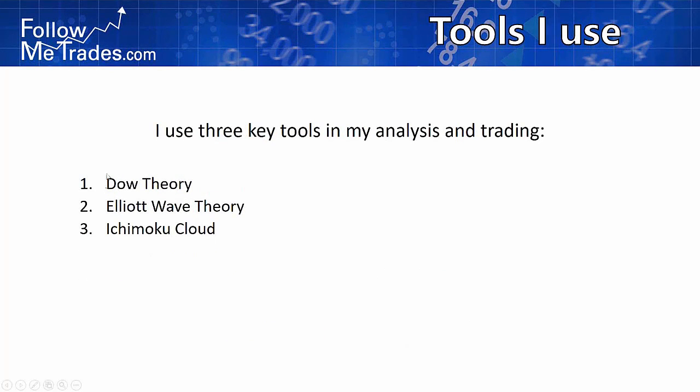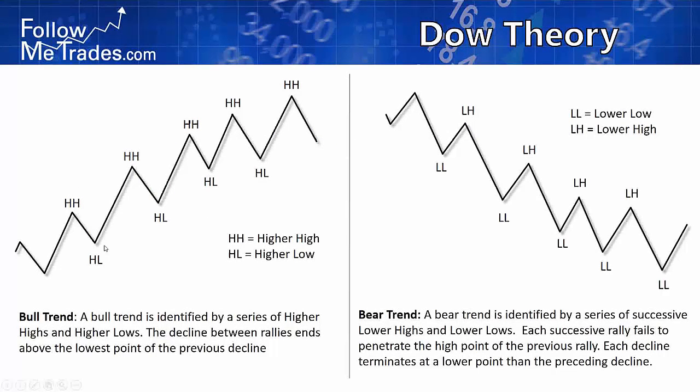Okay, so again, the key tools that I use here: Dow Theory, Elliott Wave theory, Ichimoku Cloud. I use them all together. So Dow Theory. Charles Dow came up with some pretty significant theories back at the turn of the last century. And what he came up with is still in use today. Now, what I'm talking about here is certainly not a comprehensive view of Dow Theory. This is a portion of it and a simple element of it.